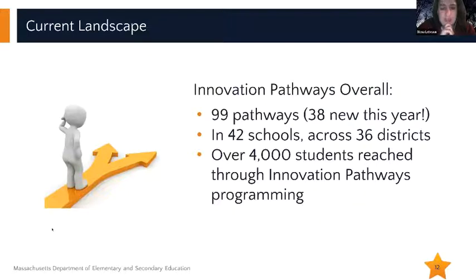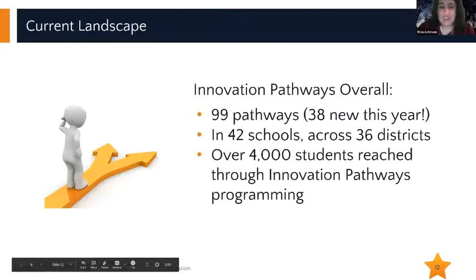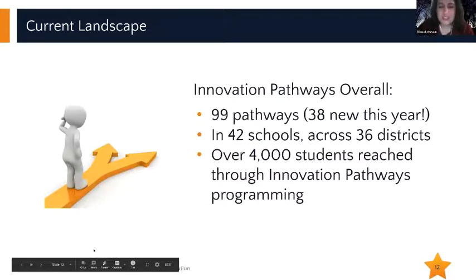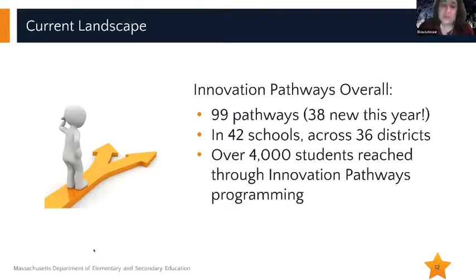So innovation pathways, just to give a summary for those of you who have or have not been involved, this might be of curious interest. There are currently 99 pathways in Massachusetts, 38 of which are new this year. So it's now a really robust community of practice. Innovation pathways are in 42 schools across 36 districts. And I've seen a lot of those districts cross our chat and a few that aren't yet districts. So you might become 37. And we've reached, most importantly, over 4,000 students across Massachusetts through Innovation Pathways programming, which is a tremendous way to offer opportunity. Next slide.